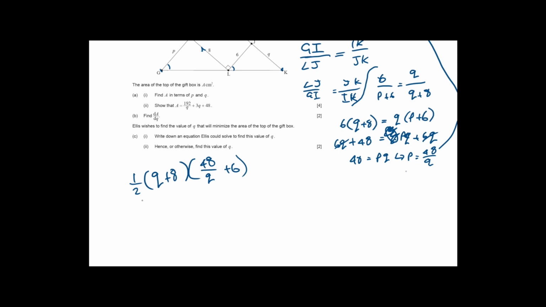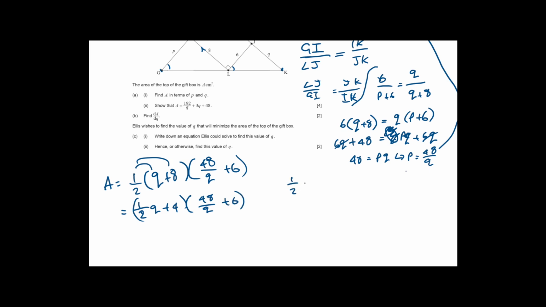Plus 6, and so that's going to be the area in terms of Q. P is eliminated. So let's multiply this out. So let's find the first term. It's going to be half Q plus 4. I multiplied this half across, and comes 48 over Q plus 6, and now let's FOIL it.